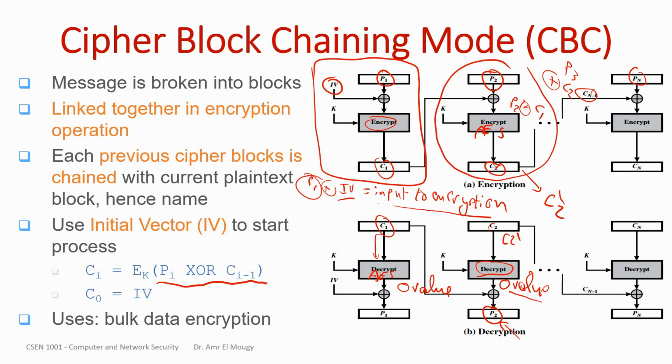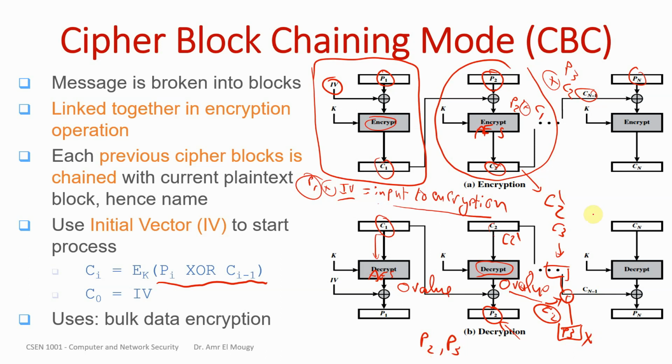What else would be affected? If we consider the decryption of C3, you pass it to the decryption algorithm, the output of that is XORed with C2, and out comes P3. If C2 had an error, so instead of XORing with C2, you're actually XORing with C2 dash, which has an error, then P3 will also be affected. So if there is an error in C2, P2 is affected, P3 is also affected.